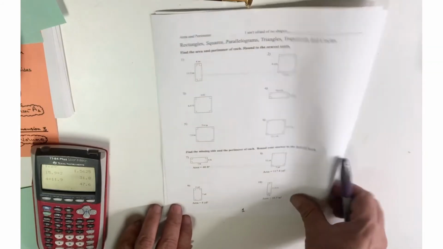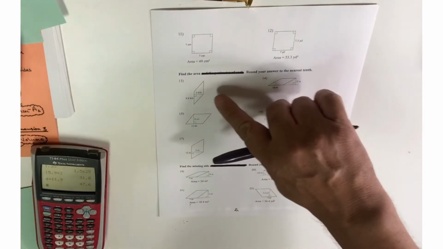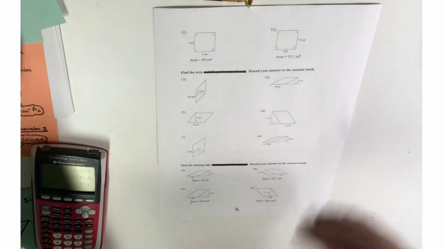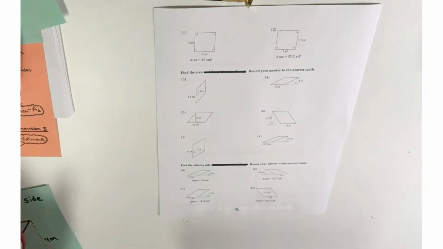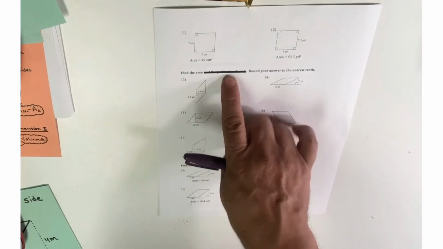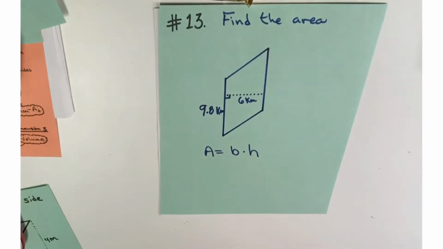Going right along to the next page, you're going to see that the first one of the section is number 13. Except that some of these you cannot find the perimeter. So please notice that I have scratched off the perimeter. I just want the area. So number 13, find the area.